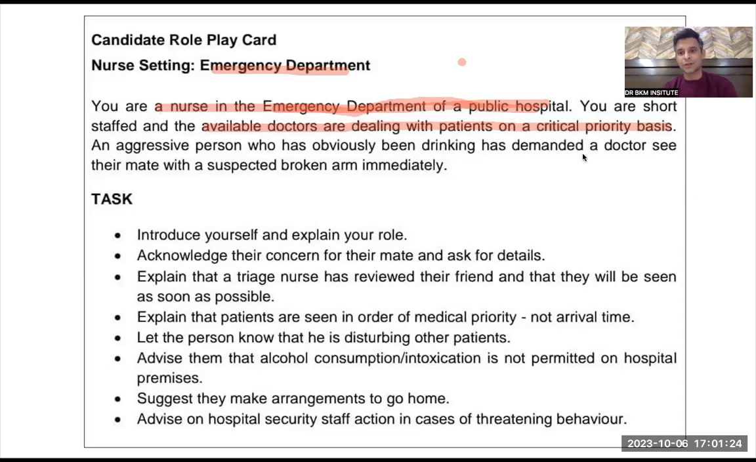Well, I understand that you want to see a doctor, but the doctor is attending the patient right now. There are some critical patients in this emergency department who are fighting for their lives. So they are important to be attended by the doctors. So please calm down and relax. And your friend will be attended very shortly by the doctor. At this point of time, he is being attended by the nurse, as I have already mentioned.